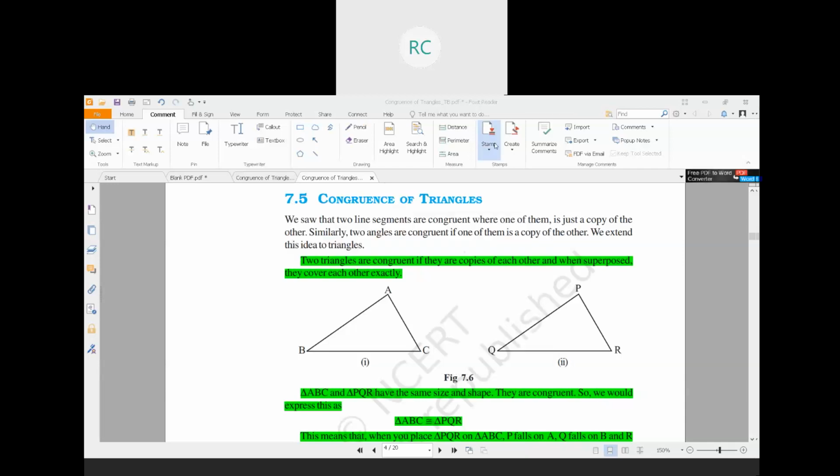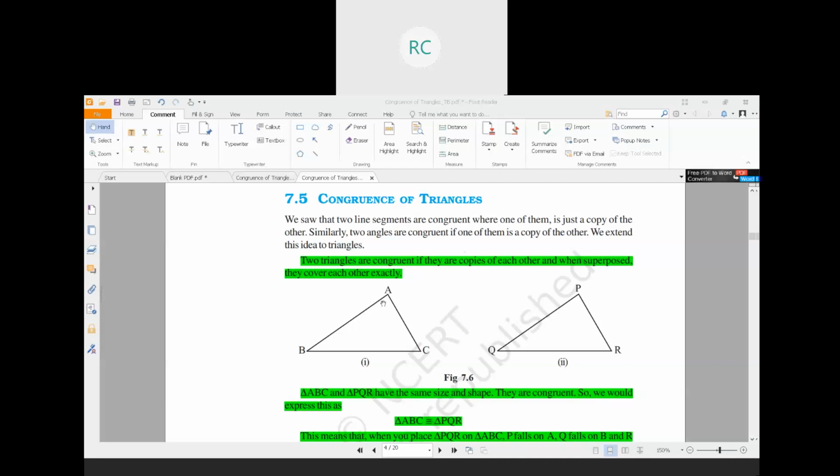Now let's talk about congruence of triangle. We just talked about congruence of line segment, congruence of angles. Now let's talk about congruence of triangle. So here it is given that two triangles are congruent if they are copies of each other and when superposed they cover each other exactly.